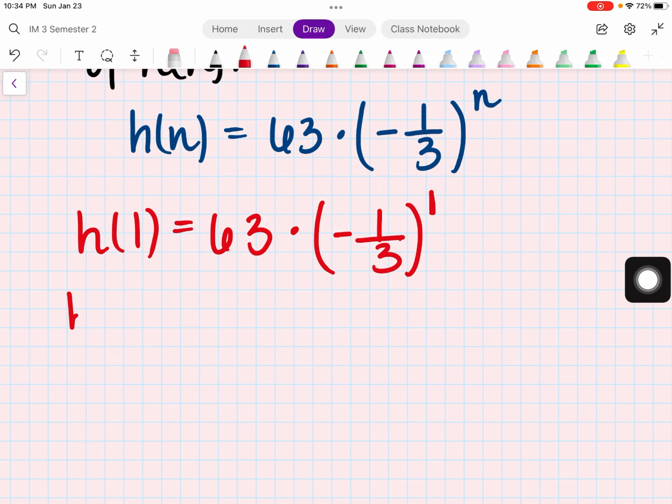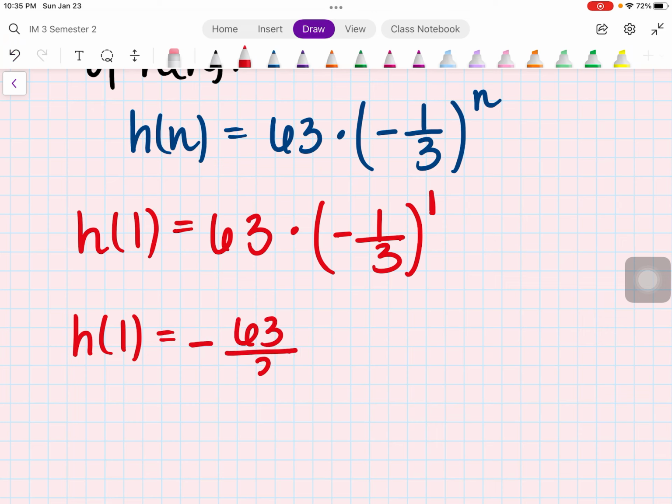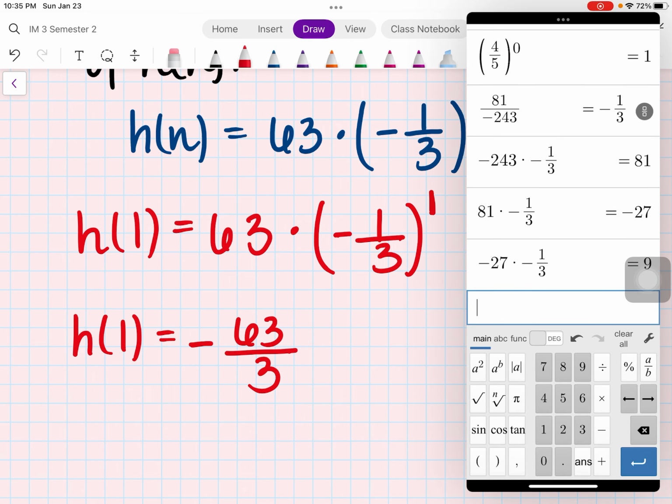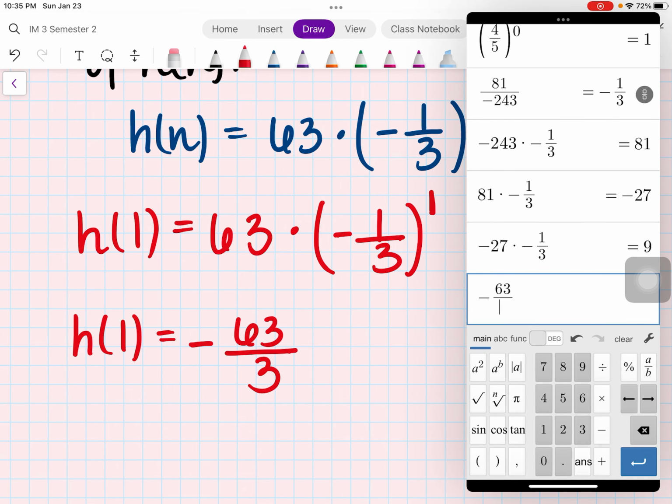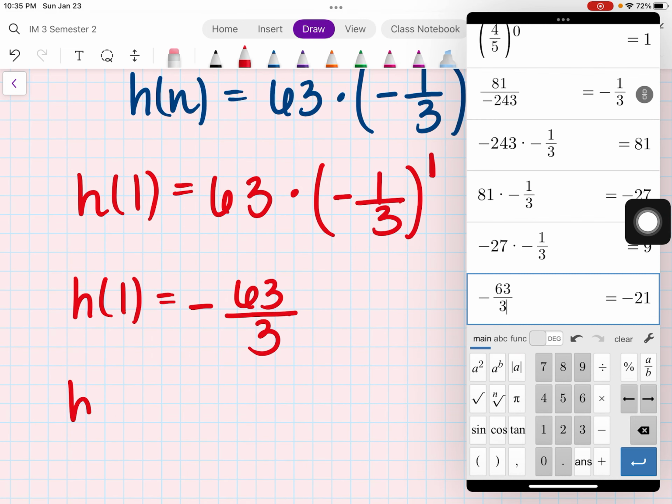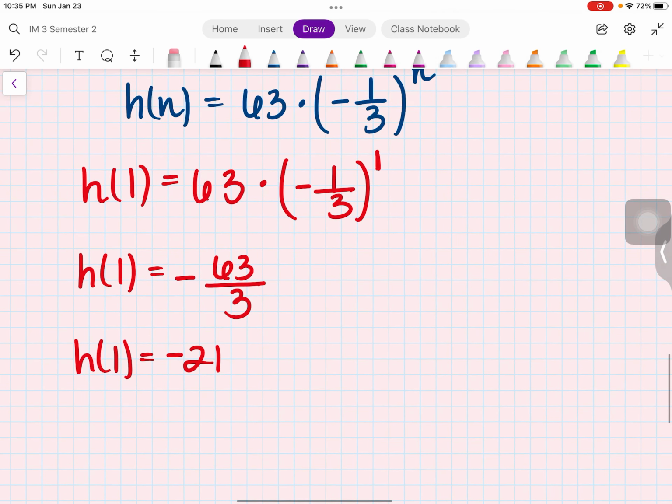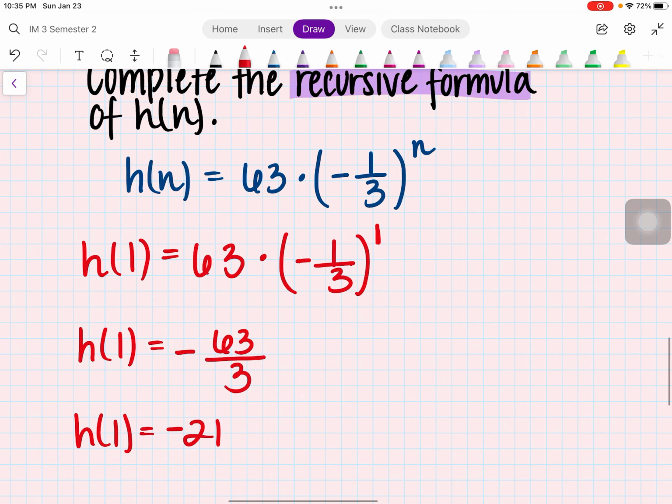So h of 1 equals 63 times a negative 1/3, or just negative 63/3. And if we simplify this here, negative 63/3, we get negative 21 as a result. So h of 1 is going to be negative 21. So that's actually the first term. H of 1 is negative 21.